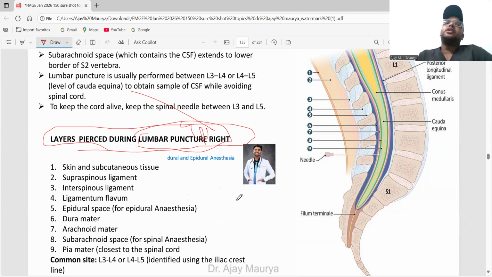That is the dural anesthesia, the spinal anesthesia. This is spinal and epidural anesthesia. I want to share one thing, guys: what is the meaning of epidural anesthesia?